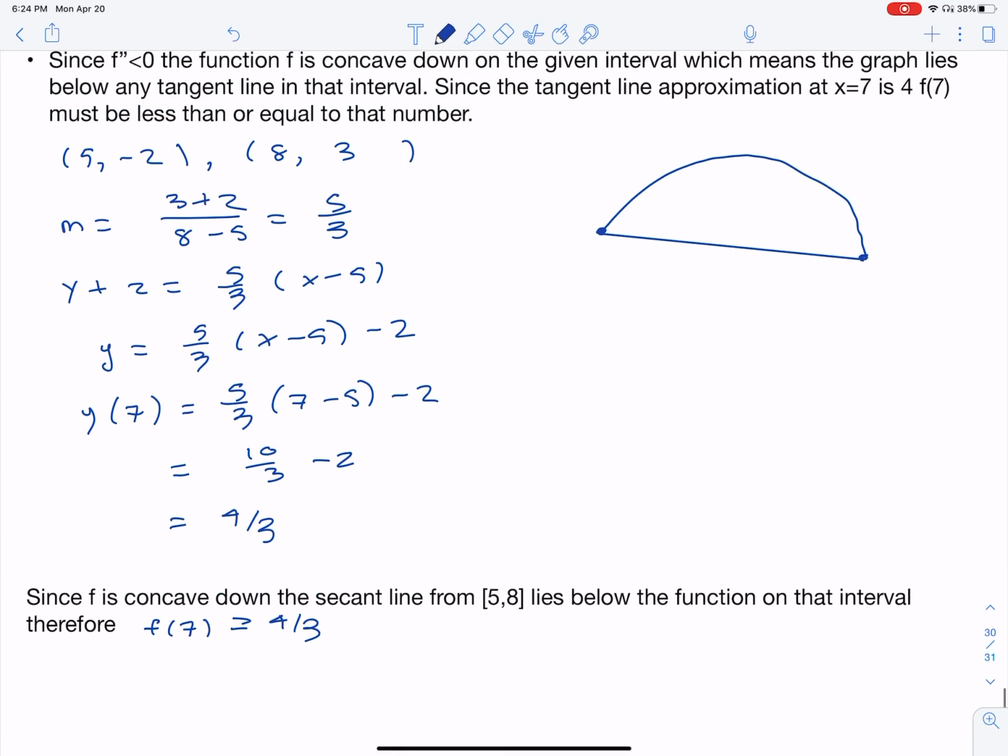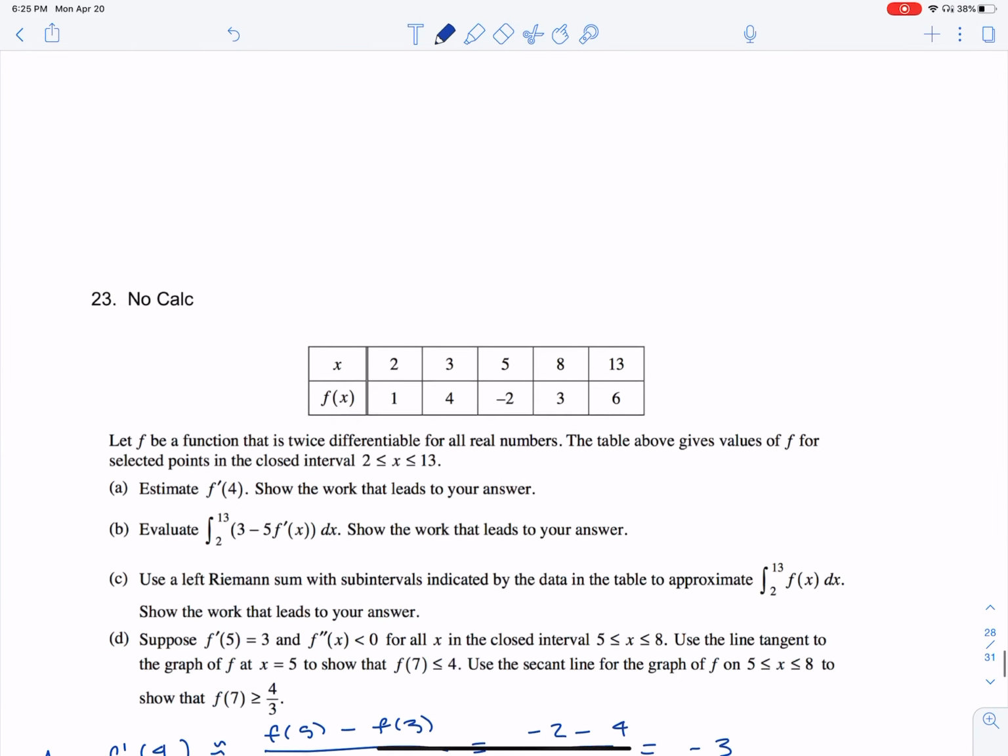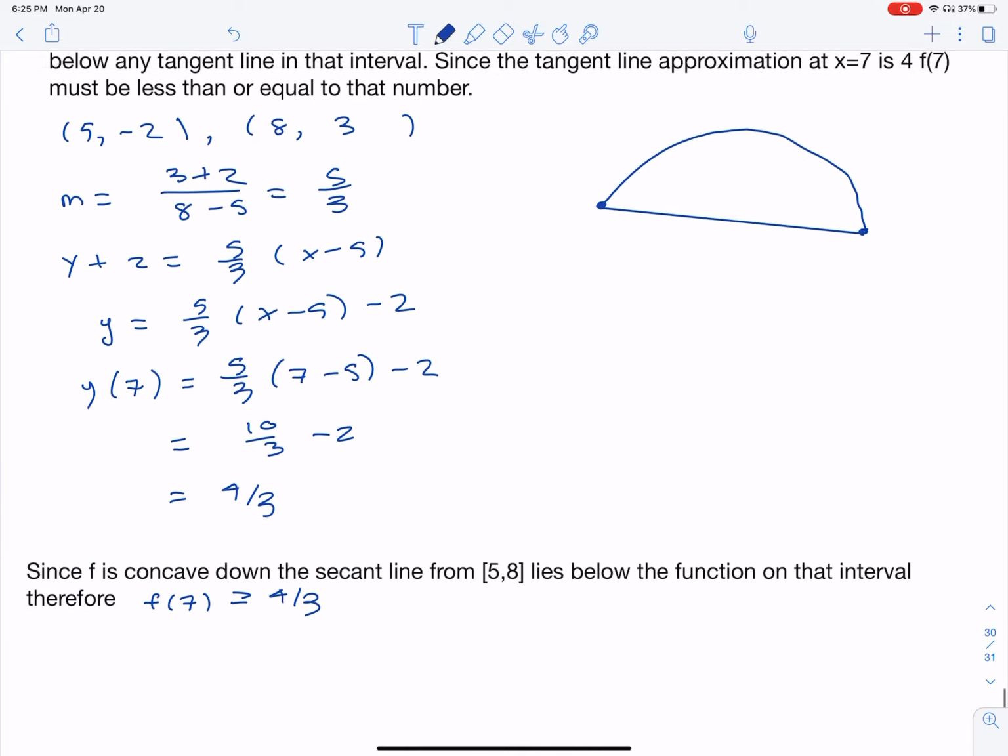Okay? Well, that is what we got for problem number 23. That's problem number 23 for you.